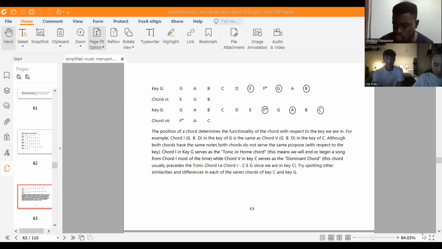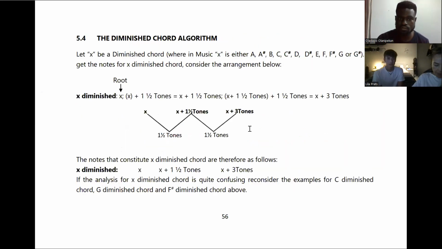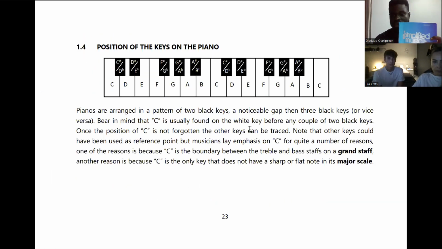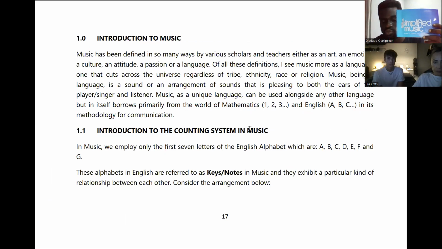So this is simplified music. Yeah, please kindly confirm you can see my screen. Yes. Okay, great. So this is simplified music. That's what I'm actually projecting to you right now. I wrote the book. It's on Amazon. Then there is Song Bank. I wrote that as well. It's on Amazon. I use it for training.